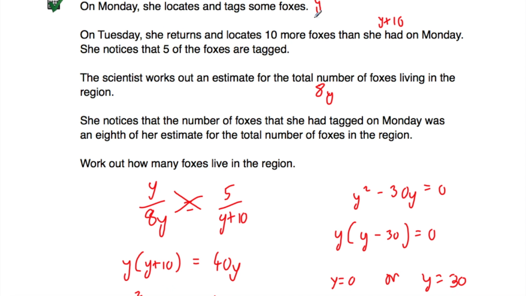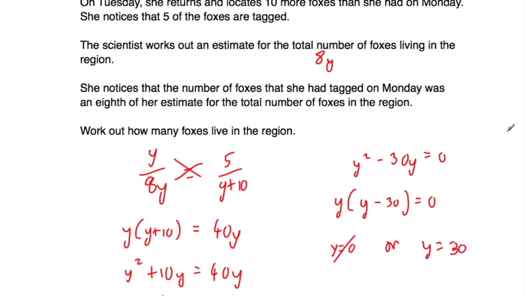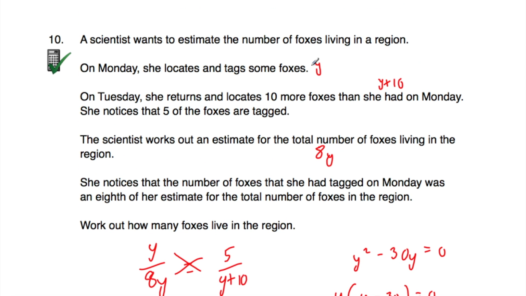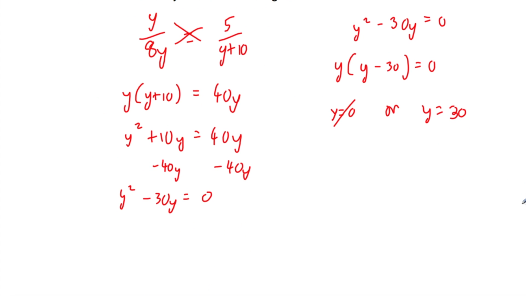Now in this question, it wouldn't really make sense if Y is equal to 0, because that means you'd caught 0 foxes on Monday. It means the total population is 0. That doesn't really make sense. So if Y is equal to 30, if we go back up and look at the question, that means that on Monday she caught 30 foxes. On Tuesday she returned and located 10 more foxes. That would have been 40 altogether she located, and 5 of them were tagged. Her estimate for the total number of foxes that live in the region was 8Y, so that's 8 times 30, and 8 times 30 is equal to 240. If we check that, dividing by 8 gives 30. That means her estimate for how many foxes live in the region was 240. So let's write that down, 240.